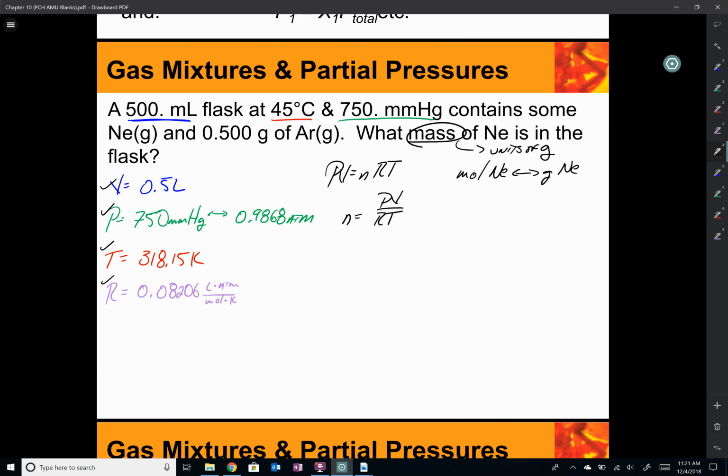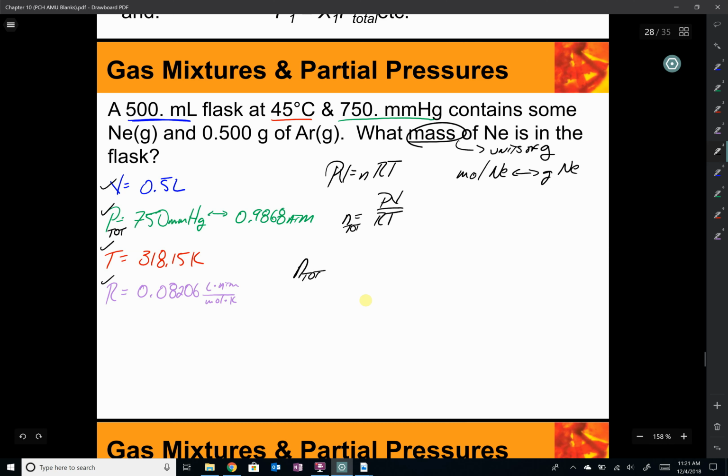Take a look back at the question. What is it saying? We have a 500 milliliter flask that contains neon and argon, and it gives us the pressure, 750. This is the total pressure. It's the total, the mixture of the two. So what we can figure out is the total moles, n total, because we have information about the total pressure of this system. So let's work this out.